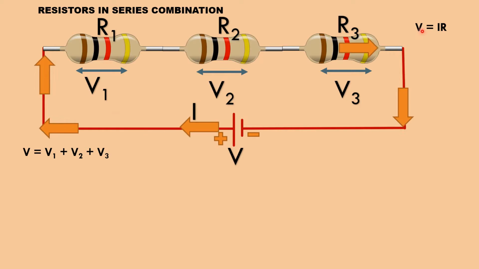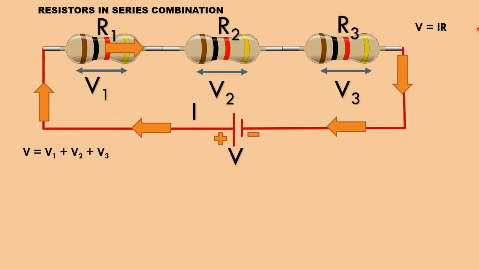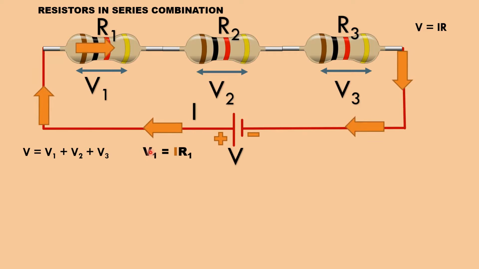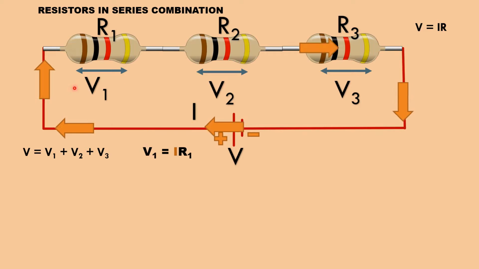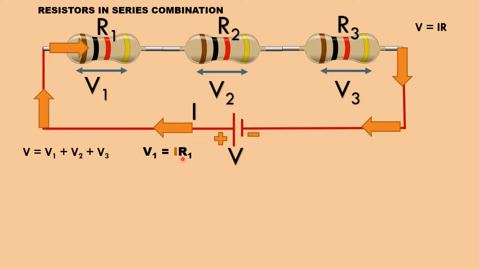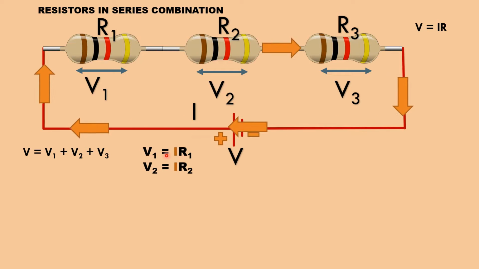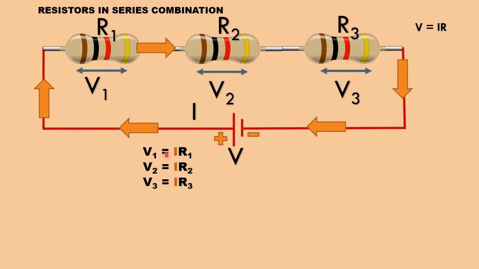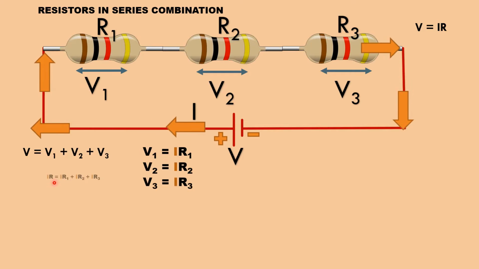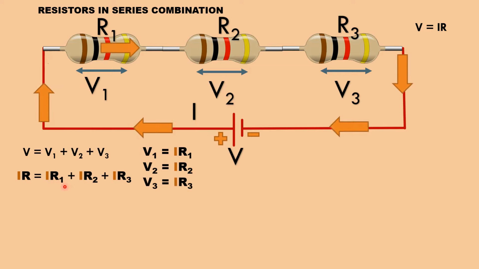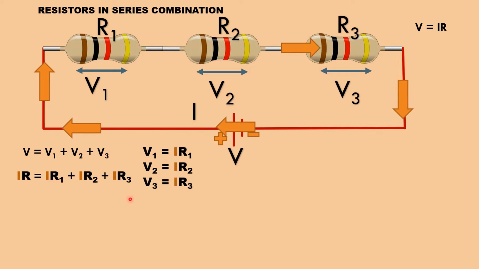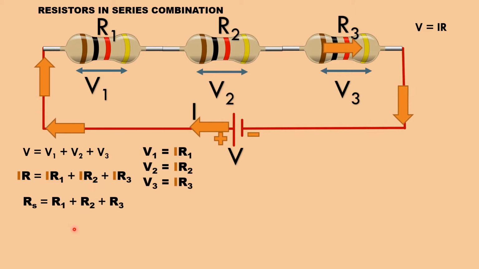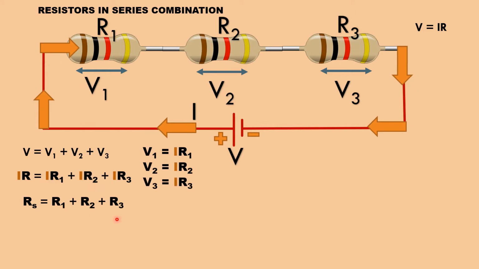And according to Ohm's law, we know that V is equal to IR. While substituting for V1, we have I into R1, similarly for V2 we get I into R2, and for V3 we get I into R3. Substituting the values here, we get IR is equal to IR1 plus IR2 plus IR3. So I is a common term, so it can be cancelled on both sides, and RS will be equal to R1 plus R2 plus R3.